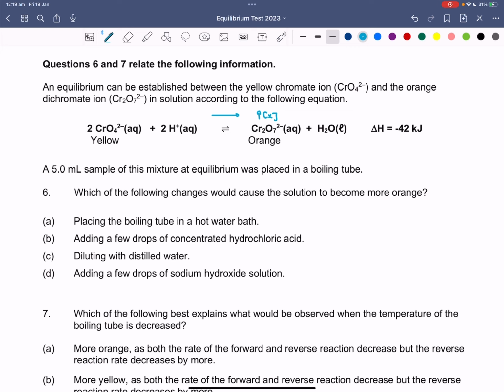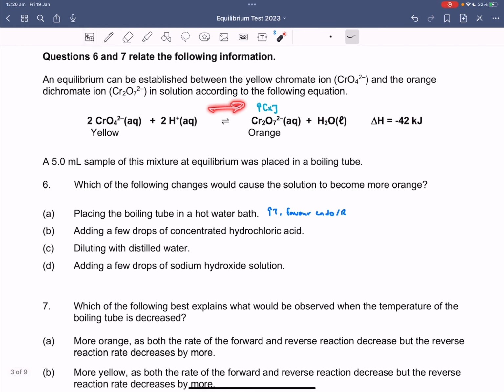Okay, so placing it in a hot water bath basically means an increase in temperature. We know an increase in temperature favors the endothermic reaction to try and counteract the change. Our delta H is negative 42, which means the forward reaction is exothermic. If the forward reaction is exothermic, that means we're going to favor the reverse endothermic reaction. We do not want to favor the reverse endothermic reaction. We want something that favors the forward reaction. So therefore A is not correct.